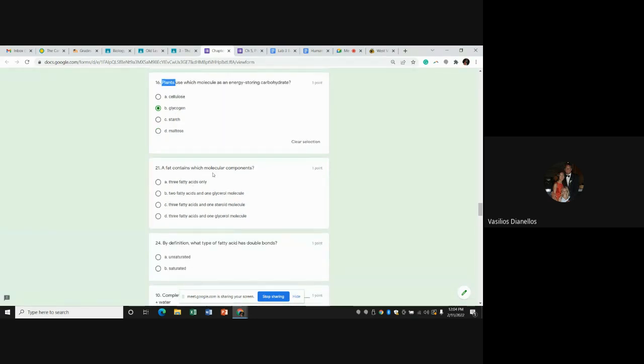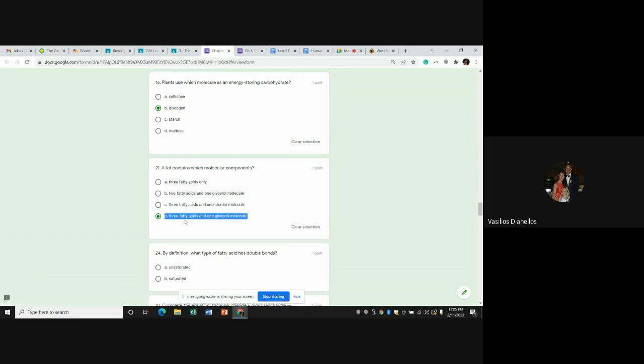A fat contains which molecular components? I said you would need to know this. 3 fatty acids. That part should be easy to memorize because it's in the name: triglyceride. And then there's also the glyceride part. So there you go. The answer is D, 3 fatty acids in 1 glycerol molecule.